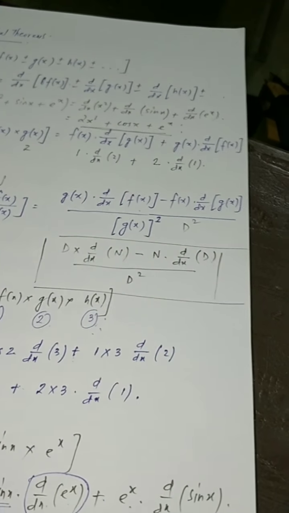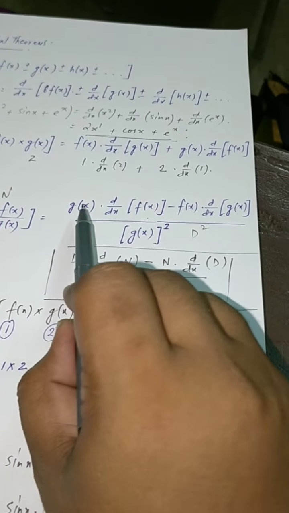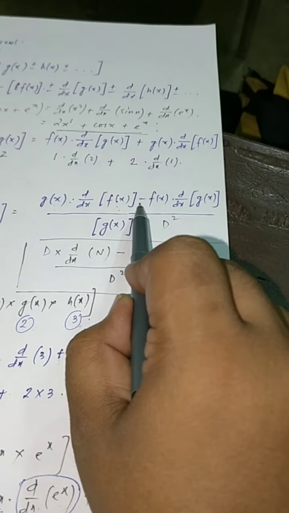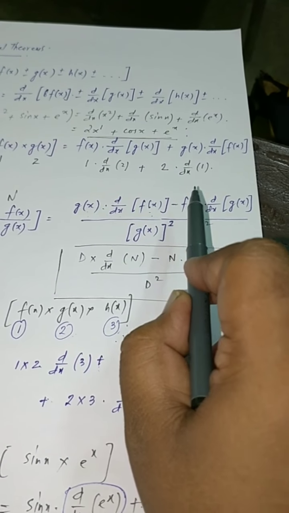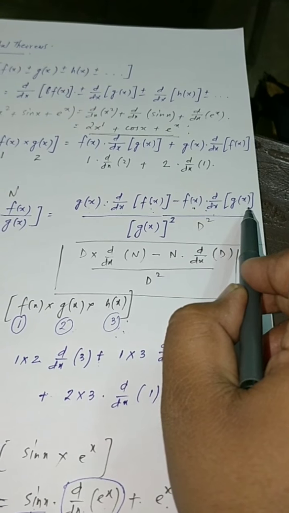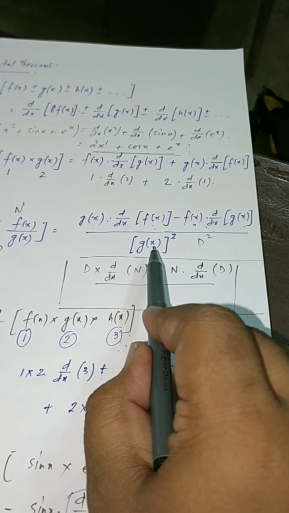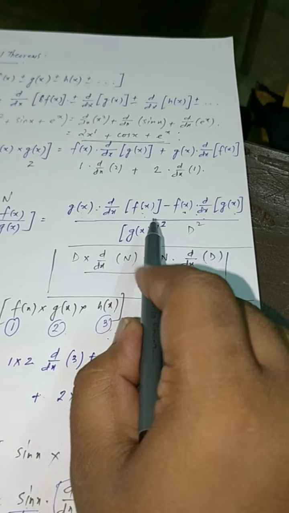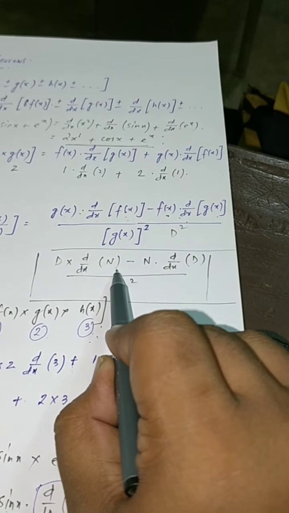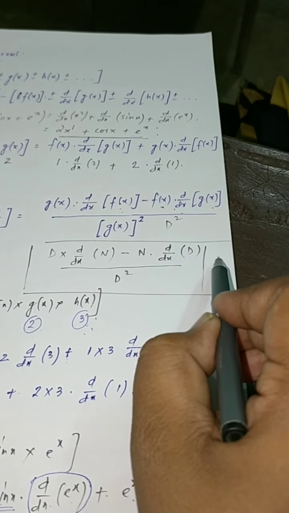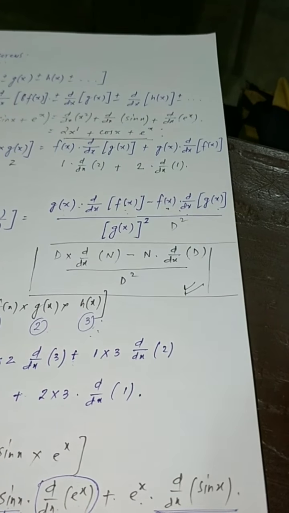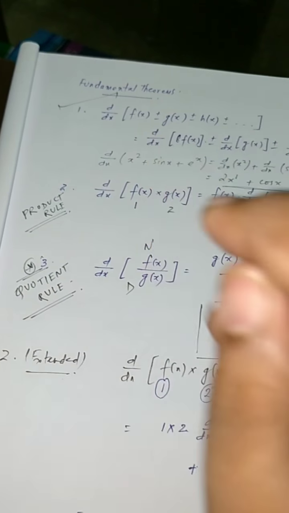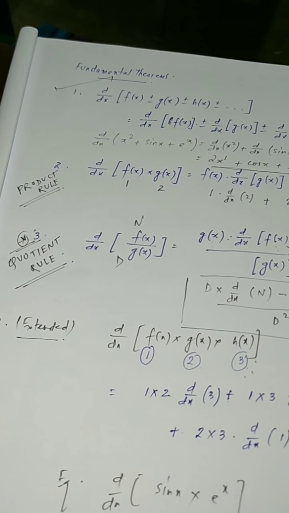That we have to memorize: g(x), the denominator, multiplied by d/dx of numerator f(x). Then we have a minus sign. Now f(x), that is the numerator, multiplied by d/dx of denominator. And in the denominator, we have finally the denominator square. g(x) was the denominator, it has become squared. So the formula stands: denominator into d/dx of numerator minus numerator into d/dx of denominator, divided by denominator square. This one is very important. The third one is really very important. We'll find maximum usage of theorem number 2 and theorem number 3 while doing the sums.